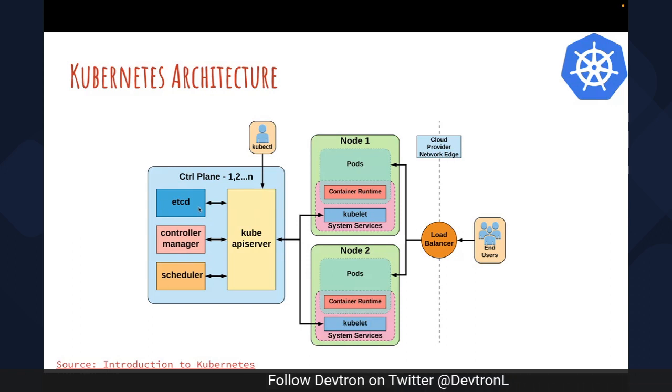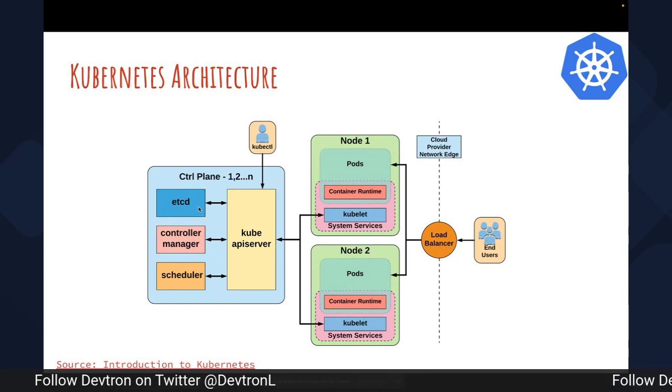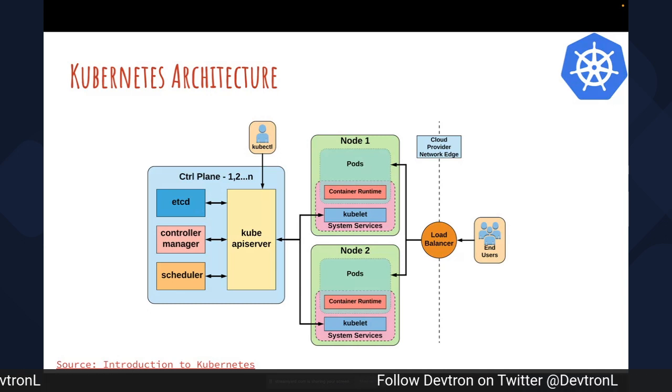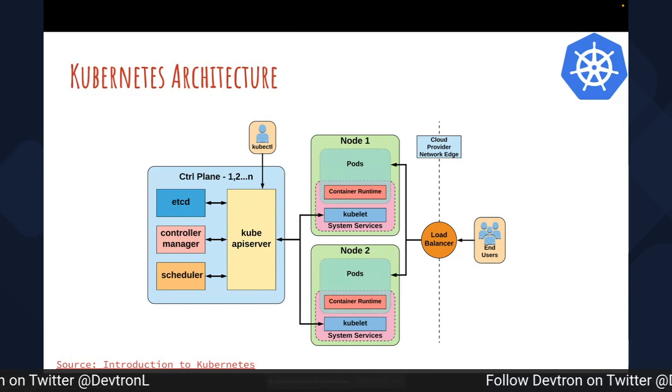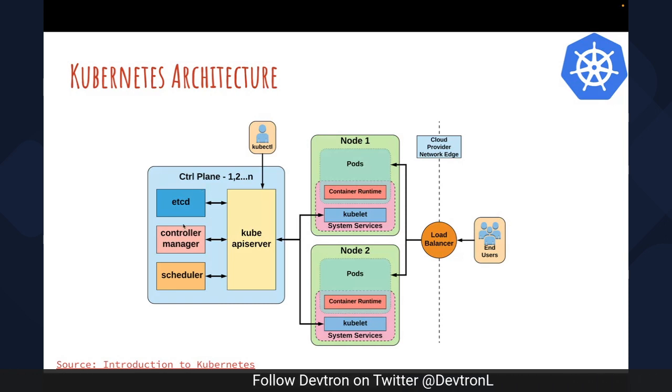There is another important component called etcd. etcd can be considered the brain of Kubernetes. It stores all the configuration, all the details of the cluster, and all the state of the cluster. Many people also call etcd the database of Kubernetes. It stores the state of the Kubernetes cluster inside etcd, and it stores the values in key value format.